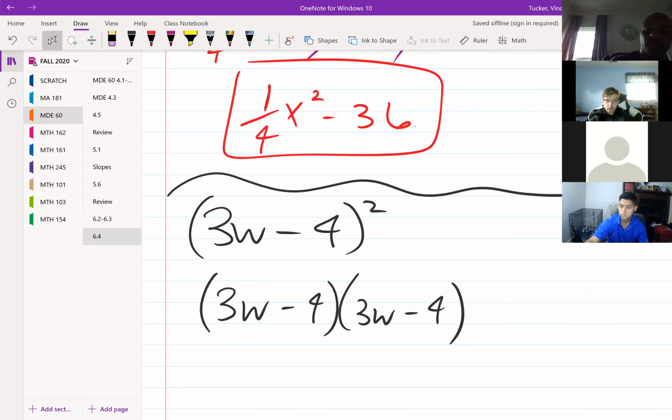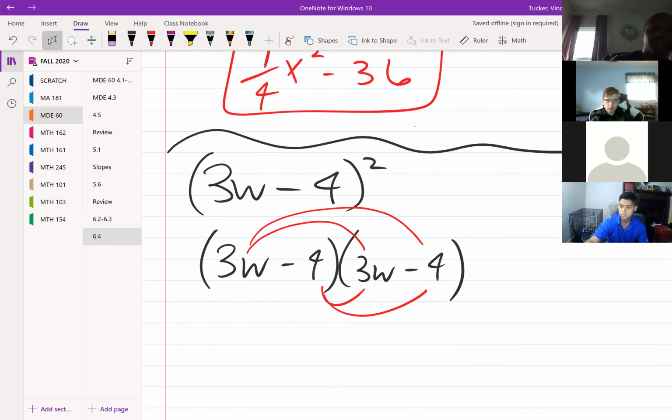So just like if you had 3w minus 4 to the 5th power, you would have to write out the parentheses 5 times and expand it out that way. Fortunately, we do not have the 5th power going on here. I was just throwing that out as an example. So go ahead and do your binomial distribution.